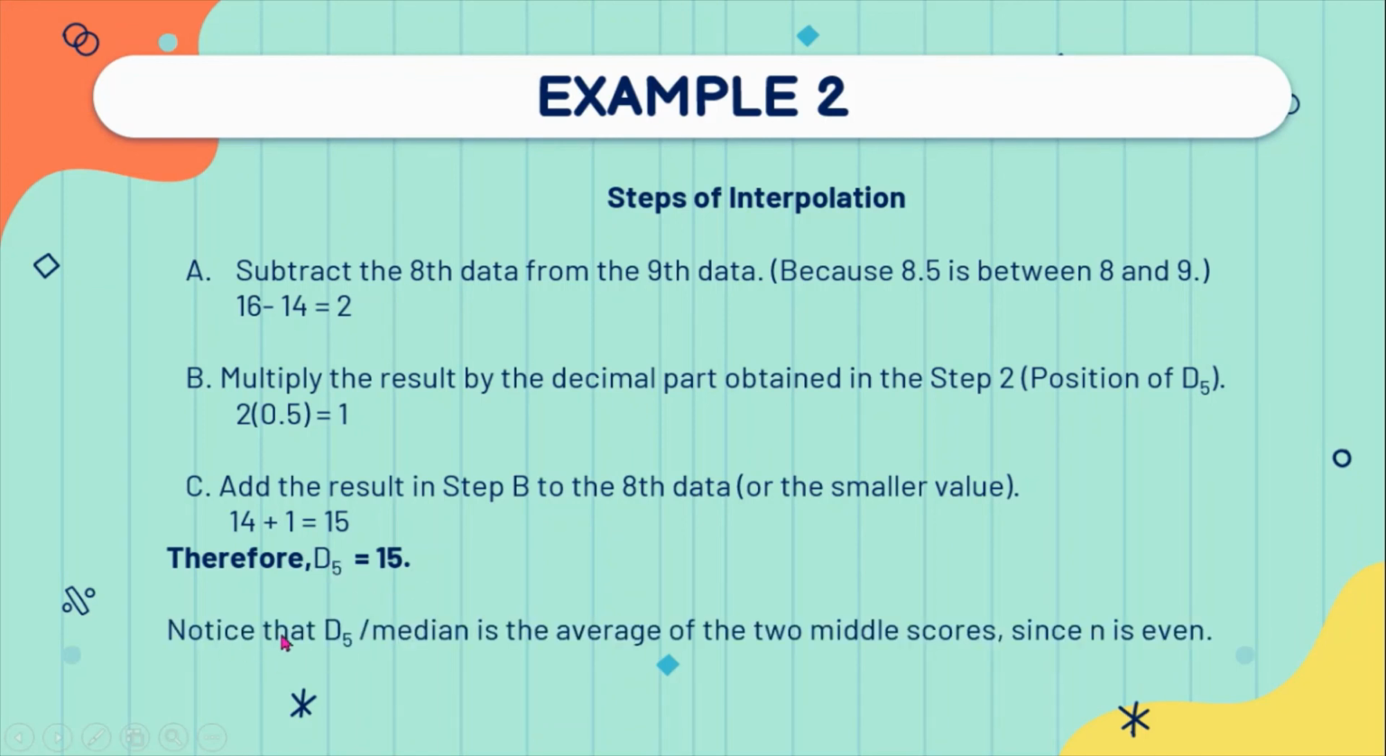So notice here that the D5 or the median is the average of the two middle scores since n is even.